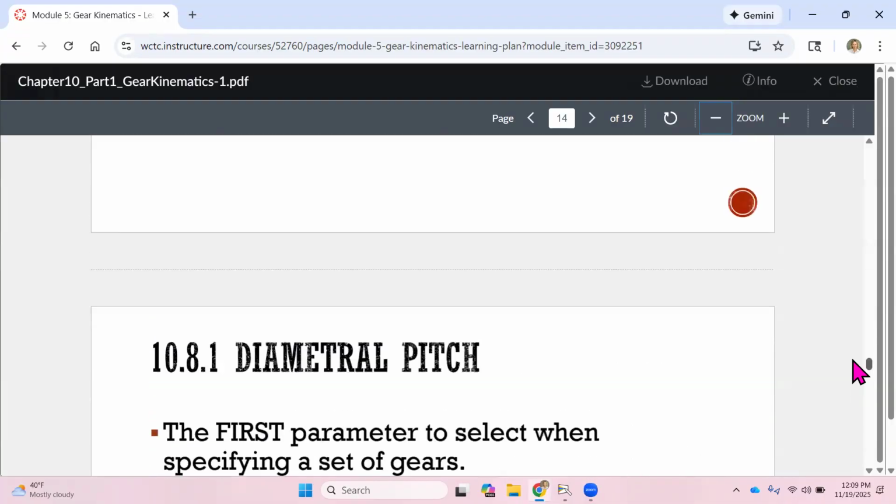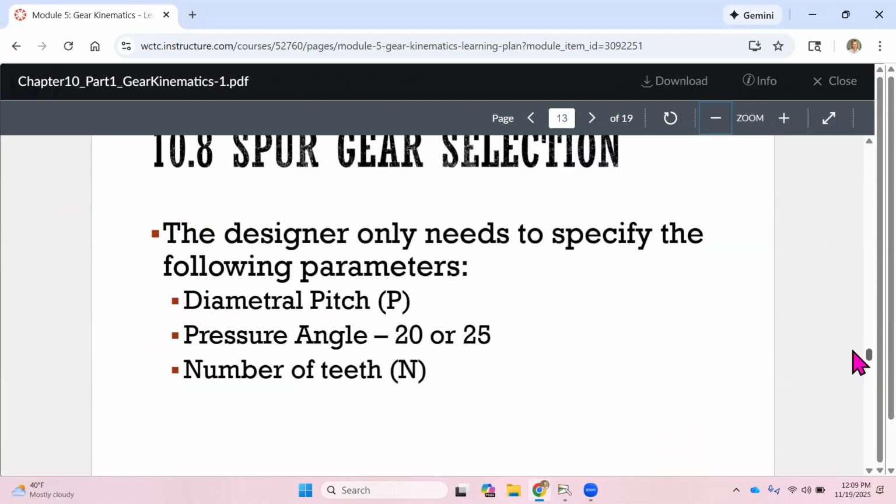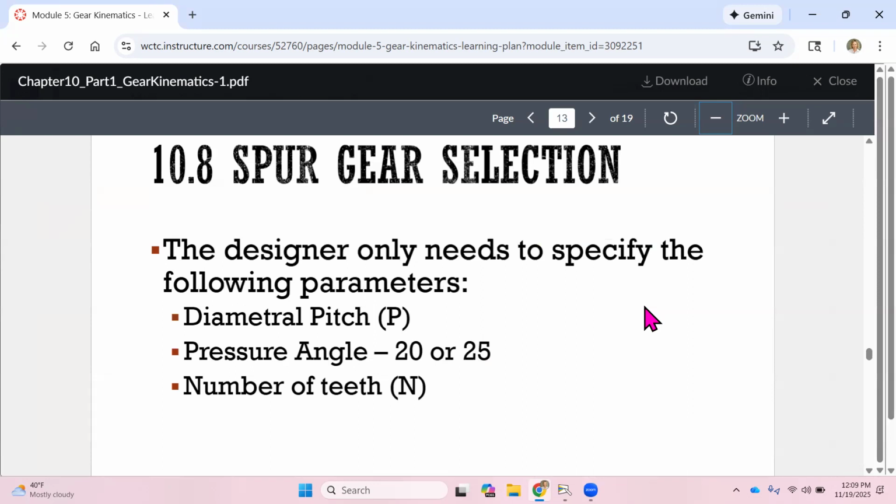Hold on, pressure angle. Spur gear selection. So we're going to be continuing on here with section 10.8, and that is going to be found on page 275 in your textbook, okay? And this section is looking at spur gear selection. Last time that we were together, we looked at the relationships of gears and did some calculations so we can get started on that layout work.